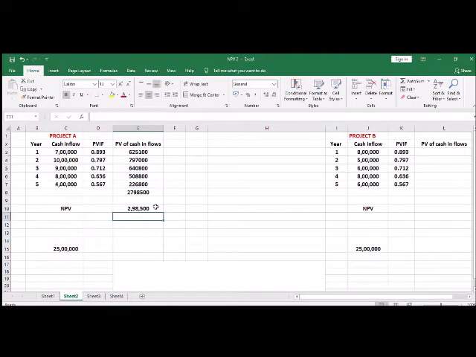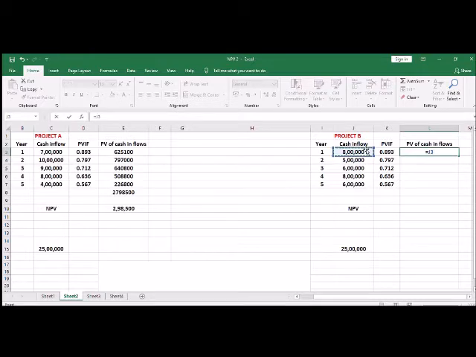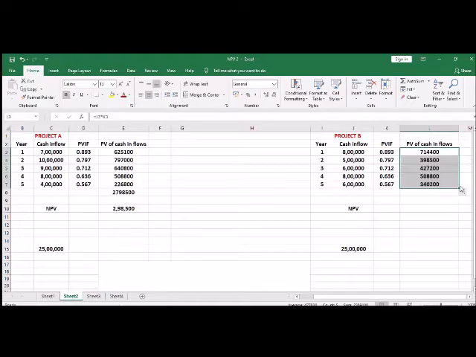Now we'll come to project B. Your cash inflows and the PVIF are given. Now we calculate the PV of cash inflows, which is cash inflows into the PVIF factor. Now we just drag down the cell and calculate the sum of all the PV of cash inflow from year 1 to year 5. Now we calculate NPV, which is nothing but PV of cash inflow minus PV of cash outflows. So as we can see, the NPV for project B is negative.